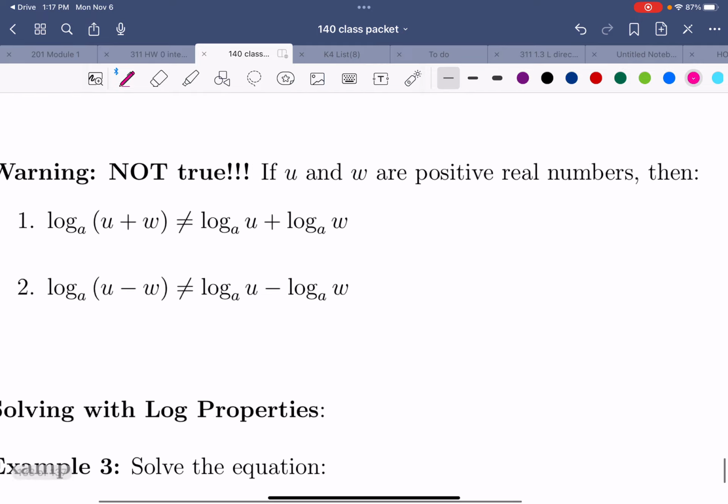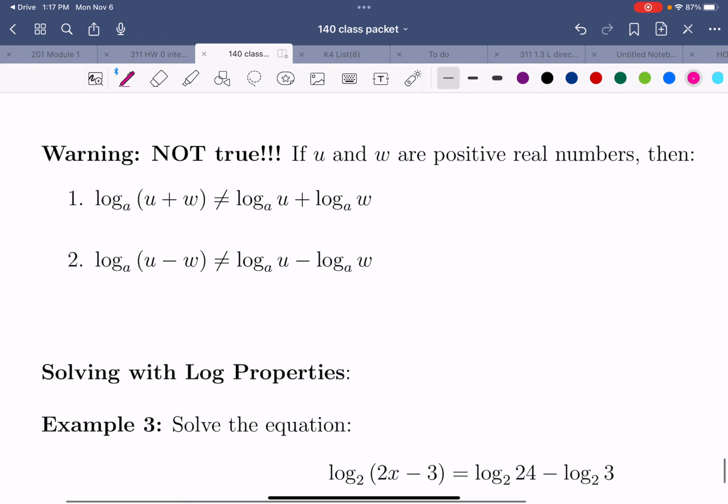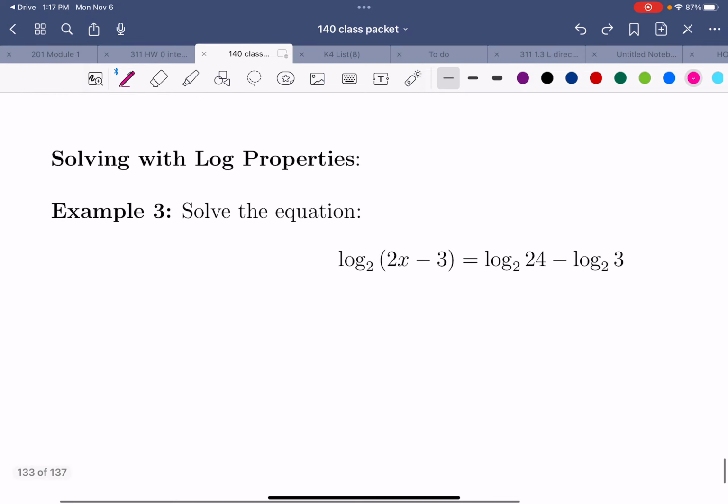All right, now be careful because notice that we have rules for multiplication, division, and powers. What we don't have rules for are addition and subtraction. You cannot expand the log of u plus w and the log of u minus w. You cannot distribute the log to those things. They have to stay just as is. Okay, so watch out for that.